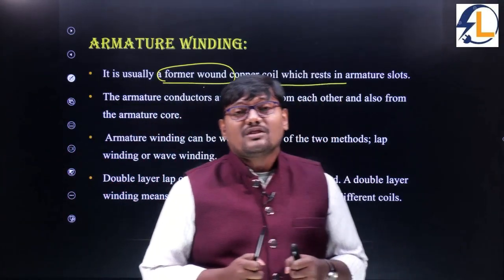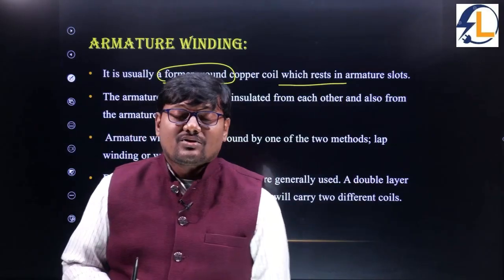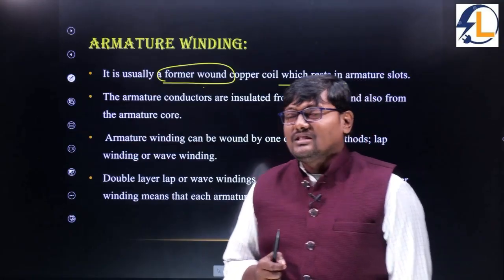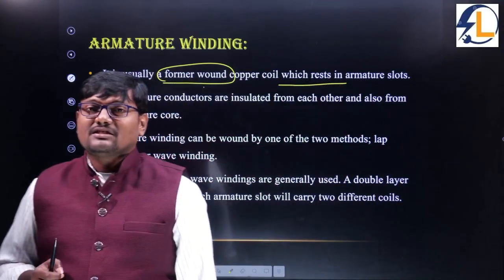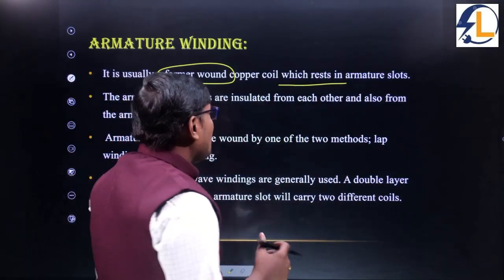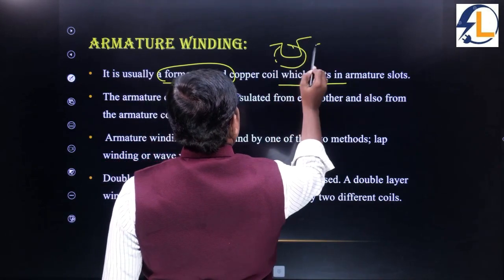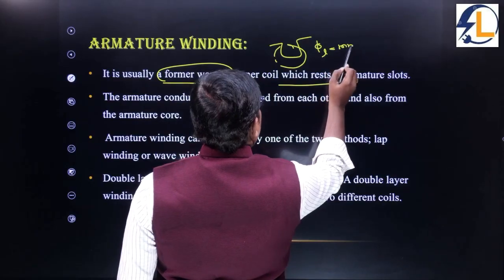Which type of slots are used in DC machines? Open type of slots are used in DC machines. In induction machines, which type of slots are we using? In an induction machine, semi-closed type of slots are used. Why do we prefer the open type of slots? In open type of slots the air gap is more, where the leakage flux is equal to mmf by reluctance.